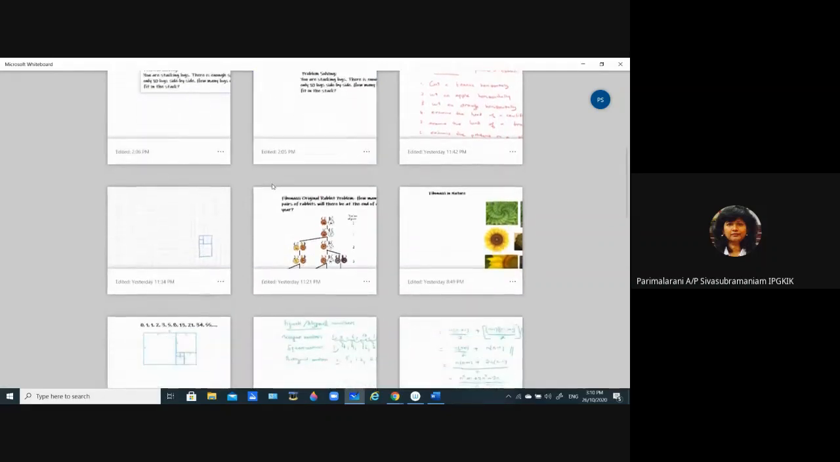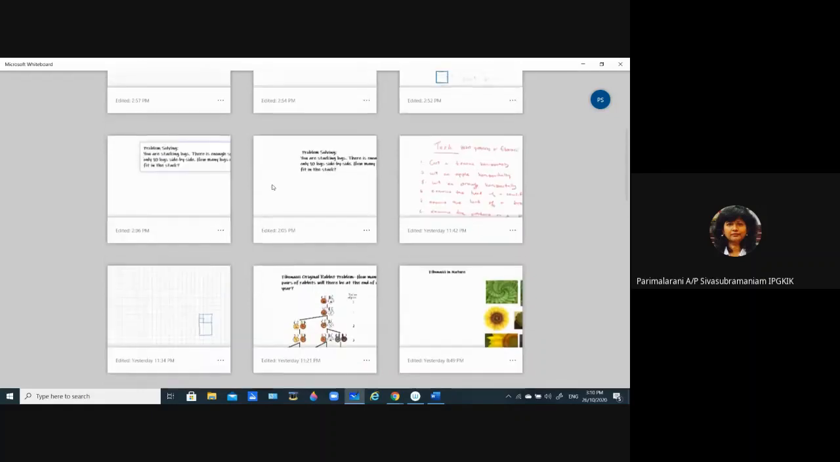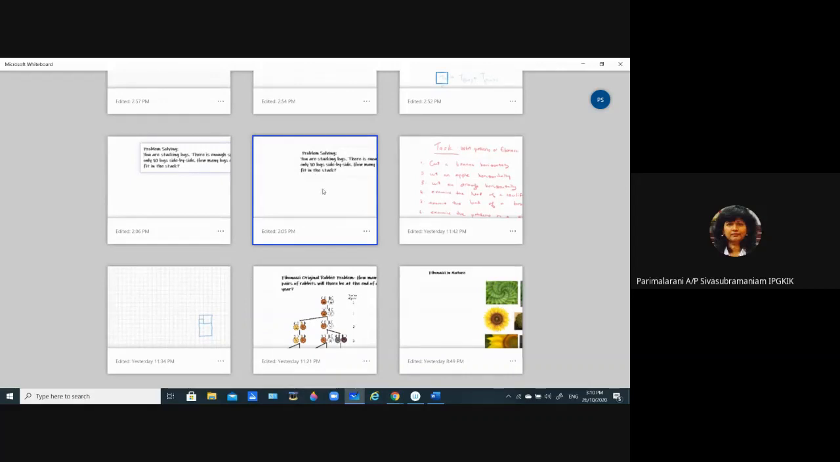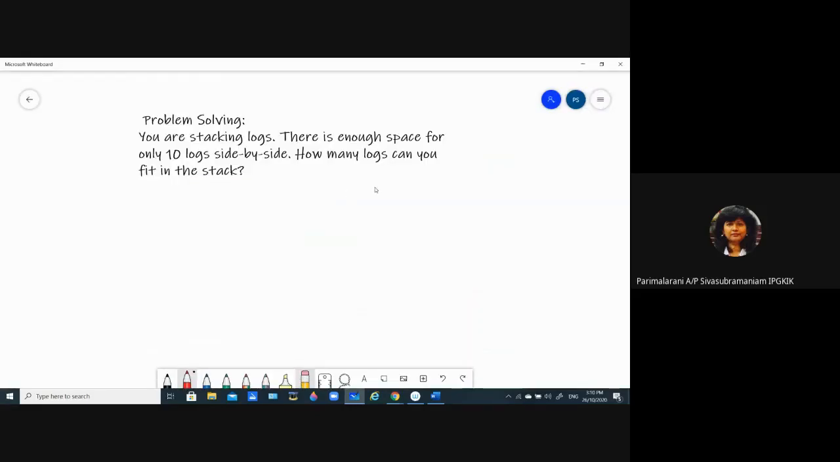Okay, so we have finished with this topic, number patterns. We're going to try one problem solving question first. This question, we're going to look at how this involves the whole of the number pattern topic. You are stacking logs, you know what is logs, right? Kayu bala, there is enough space for only 10 logs side by side. How many logs can you fit in the stack?